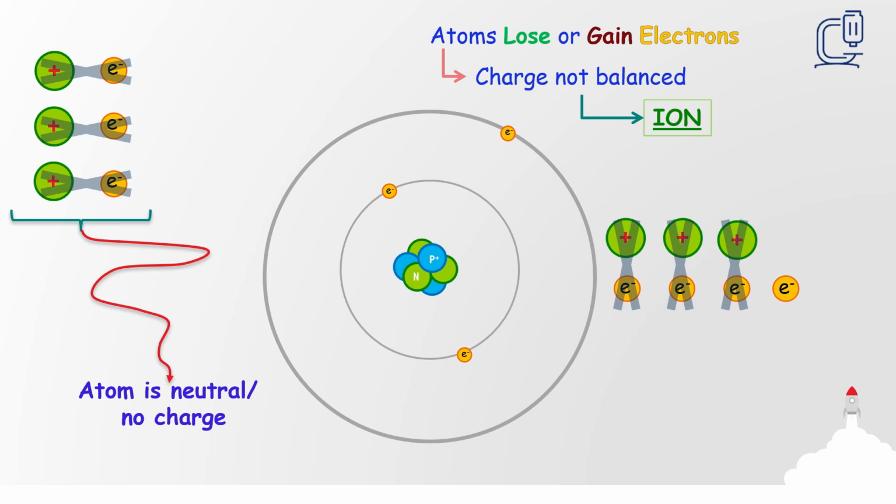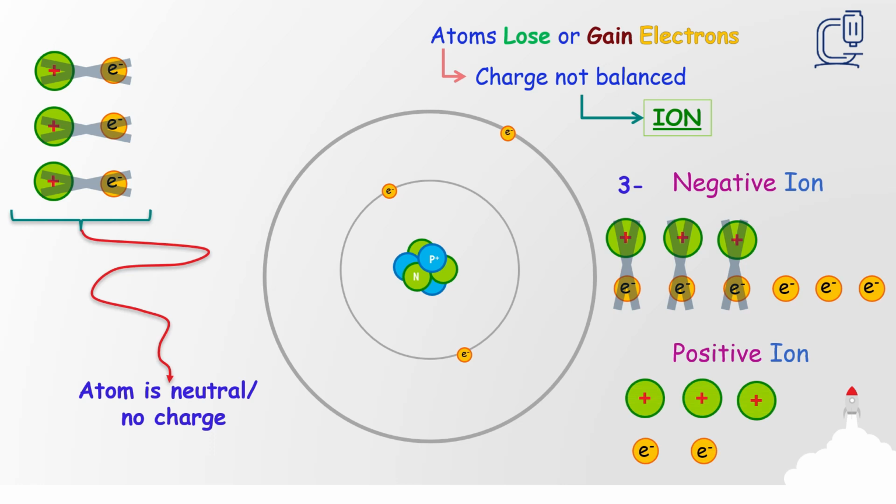We call this a negatively charged ion, which has gained electrons and therefore has more electrons than protons. In this case, a 1- negative ion. If we add another 2 electrons, we would have a 3- negative ion. We can also have positively charged ions, where the atom has lost electrons and therefore has fewer electrons than protons. Let's take an example. Here we have 3 protons and 2 electrons. In this case, we have a 1+ positive ion.